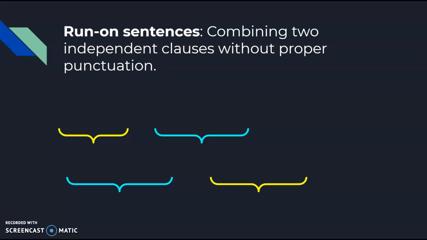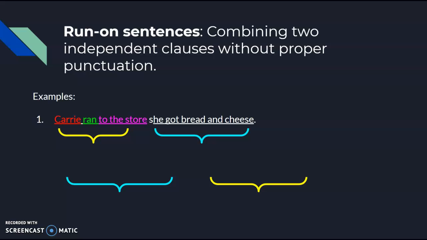So when we have a run-on sentence, we combine two independent clauses without proper punctuation. So the two clauses run into each other without a stop. So here's our first example. Carrie ran to the store. She got bread and cheese. So we see two different independent clauses.